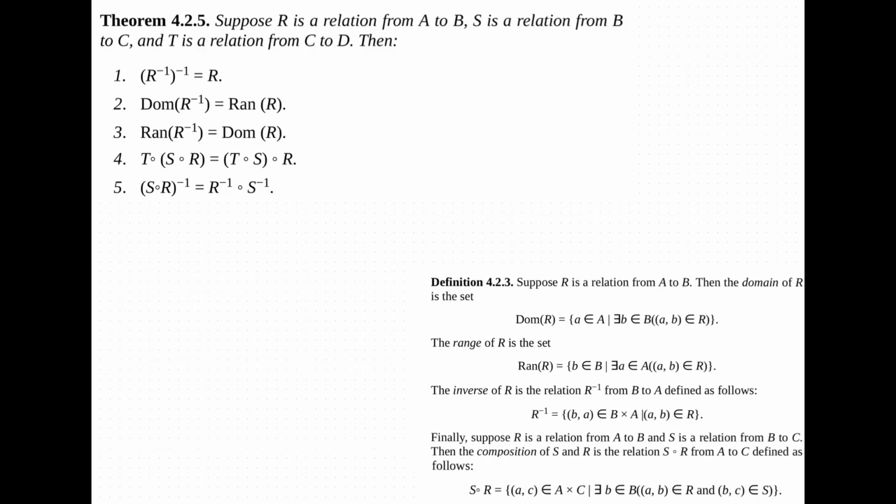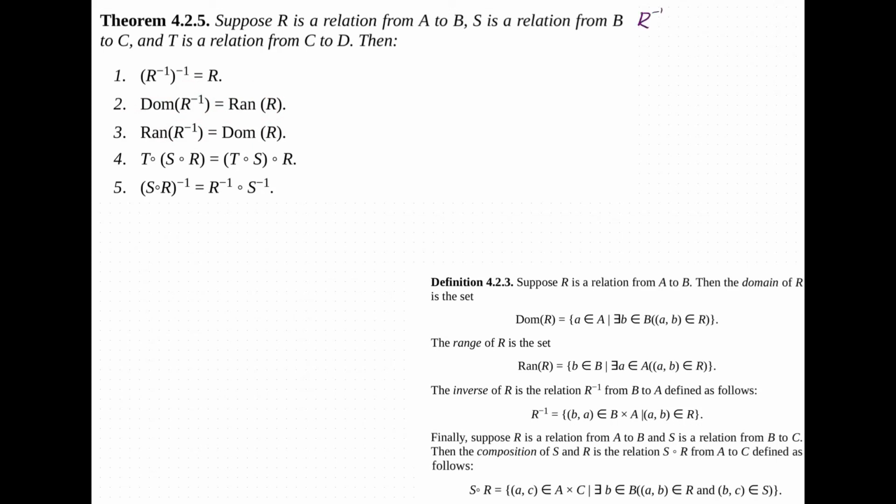Next we're going to look at Theorem 4.25, which gives us some properties of relations. Namely, if R is a relation from A to B, so R is a subset of the Cartesian product of A and B, and similarly S is a relation from B to C, and T is a relation from C to D, then the inverse of R, and then taking the inverse again, gives us back the same set. The domain of the inverse of R is the range of R, and similarly, the range of R inverse is equal to the domain of R.